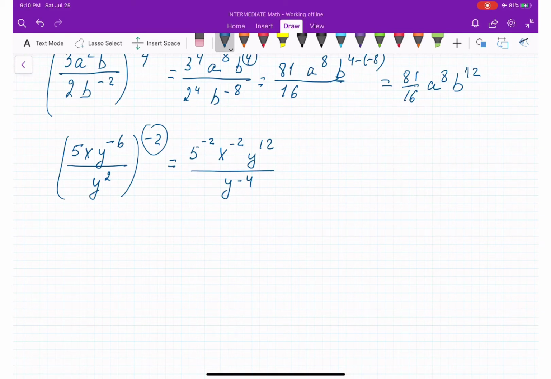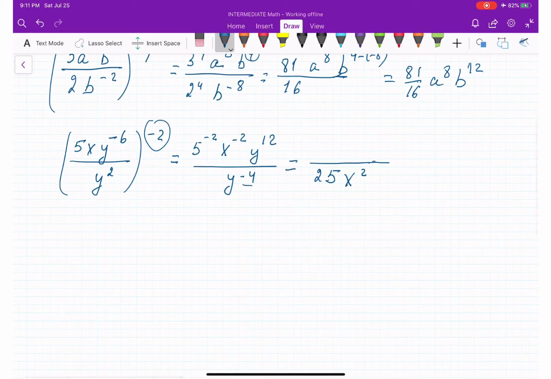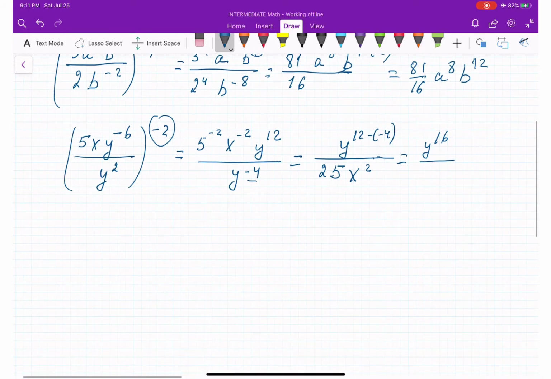Okay, so what do we get? We have 5 to the power negative 2. 5 squared is 25. Because of the negative, it will come down: 25. X to the negative 2, because it's negative, it will come down: x squared. And then y to the 12 on top and y to the negative 4 here, that will be y to the power 12 minus negative 4. The answer will be y to the power 16, because 12 minus negative 4 is 12 plus 4, over 25x squared.